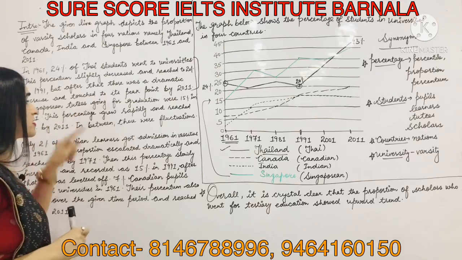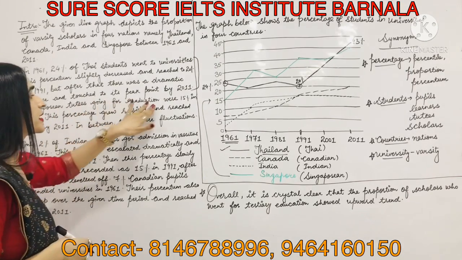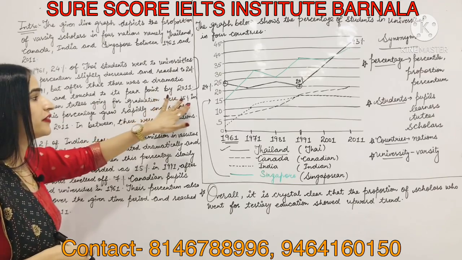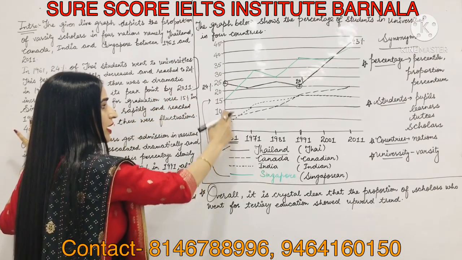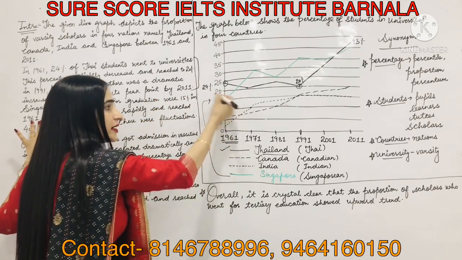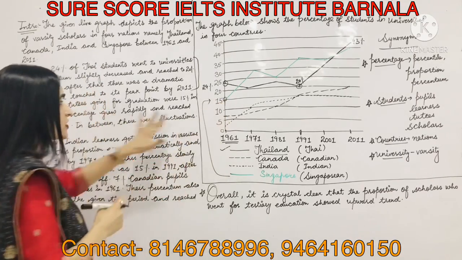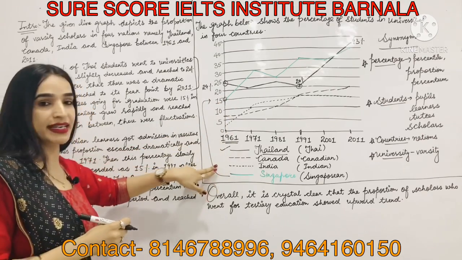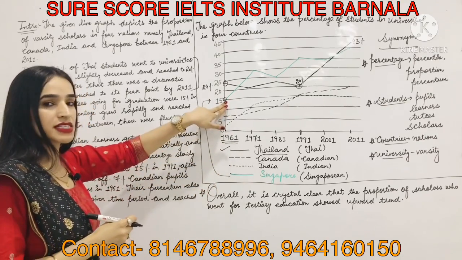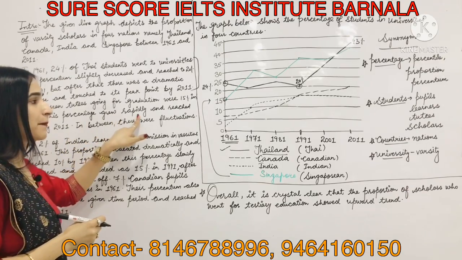So instead of writing students, we are writing tutees here. Those going for graduation were 15% in 1961. So in 1961, how many students went? That was 15%. So we are writing here 15% of the students from Singapore went to the universities. After that this percentage grew rapidly.